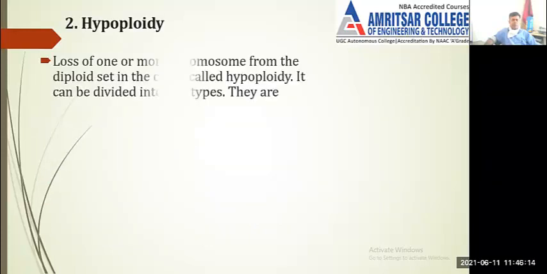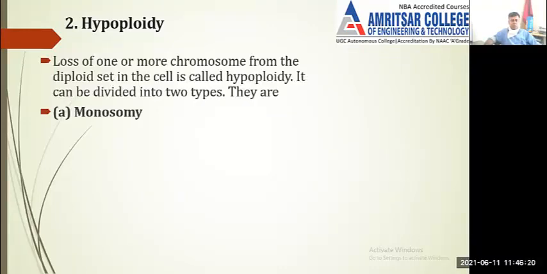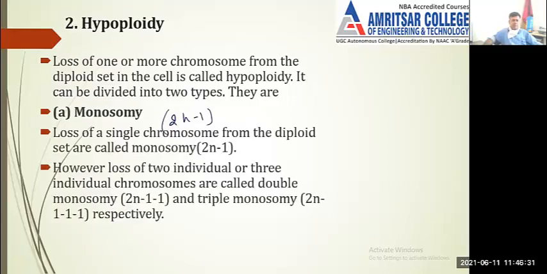What is hypoploidy? Less number of chromosomes. Monosome is written as 2n minus 1. Double monosome is 2n minus 1 minus 1. Triple monosome is 2n minus 1 minus 1 minus 1.